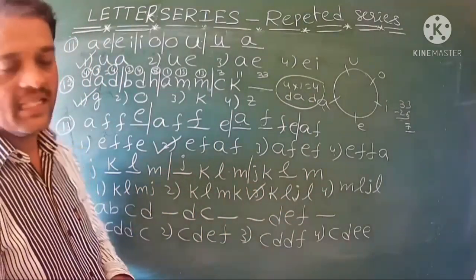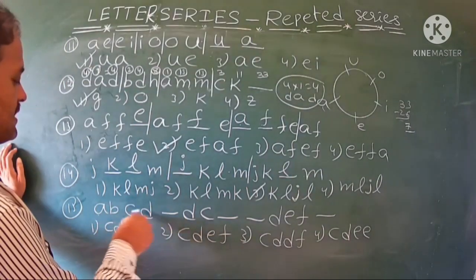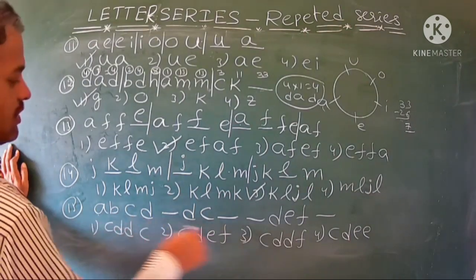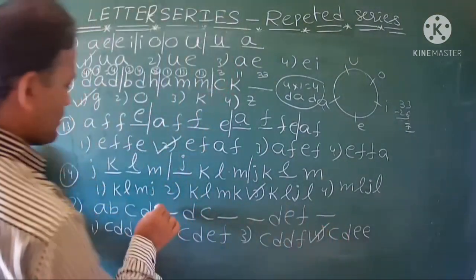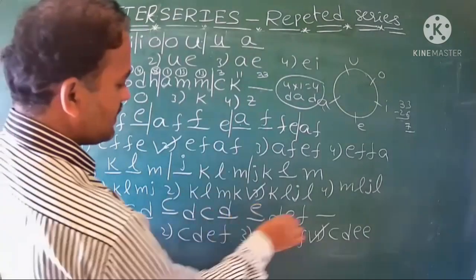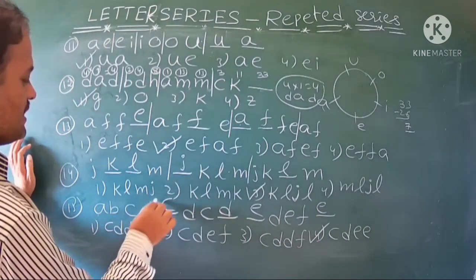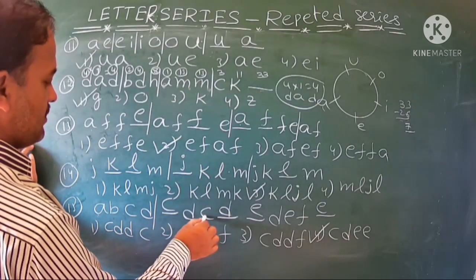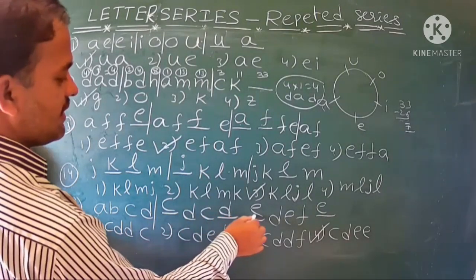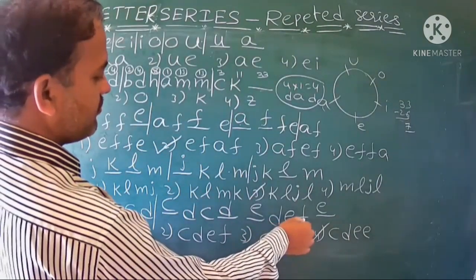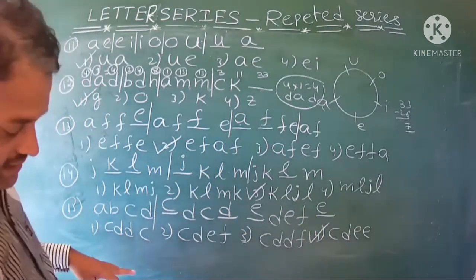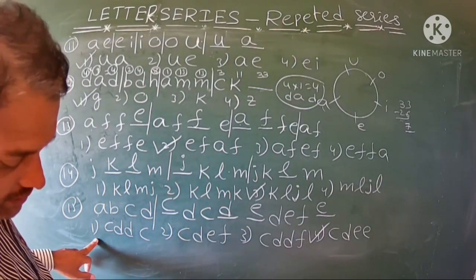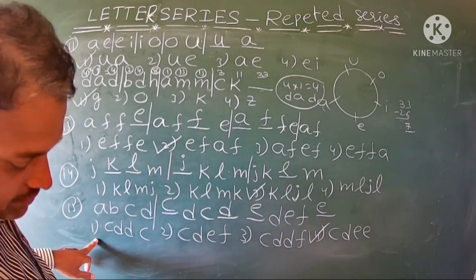Next, the 15th one is ABCD dash and so on. Which is the suitable option? The suitable option here is 4. Substitute the fourth one here, CD EE will come. So here ABCD, again CD, and again ED EF, again E will come. So what is the possible relation here?